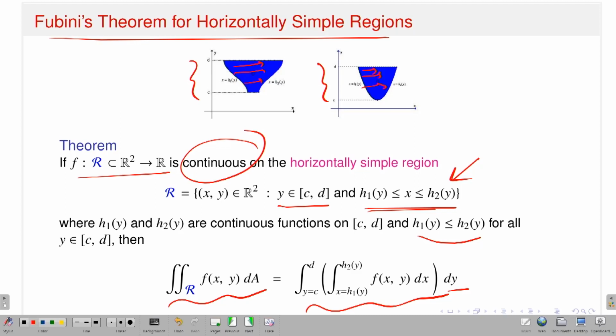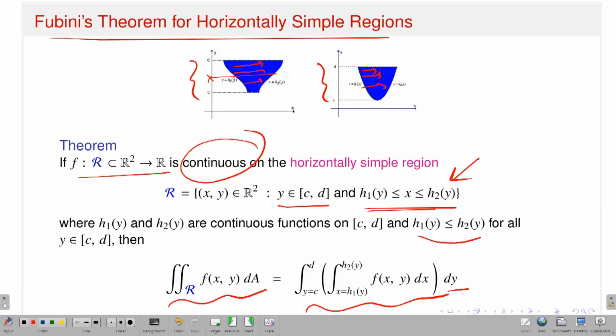So, again as I said, like in the vertically simple domain, you will see I have already written. That means you have to draw a line which is parallel to the x axis, and then you have to see for fixed y, it enters the region at h1 of y and then it leaves the region at h2 of y. So, that means the value of x should be h1(y) to h2(y). And there you have to perform the x integral first and then the y integral.